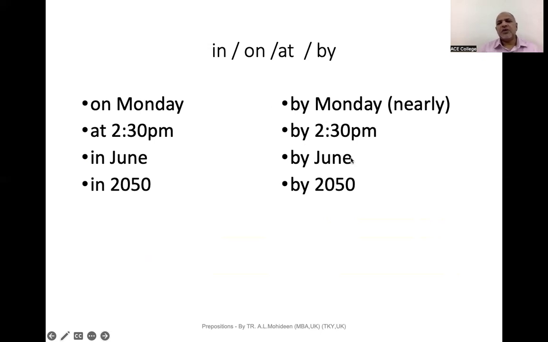If somebody is telling, "He may come by Monday", it's a doubtful one. "He will come on Monday" is a confirmed one. Do you understand this? Clear?